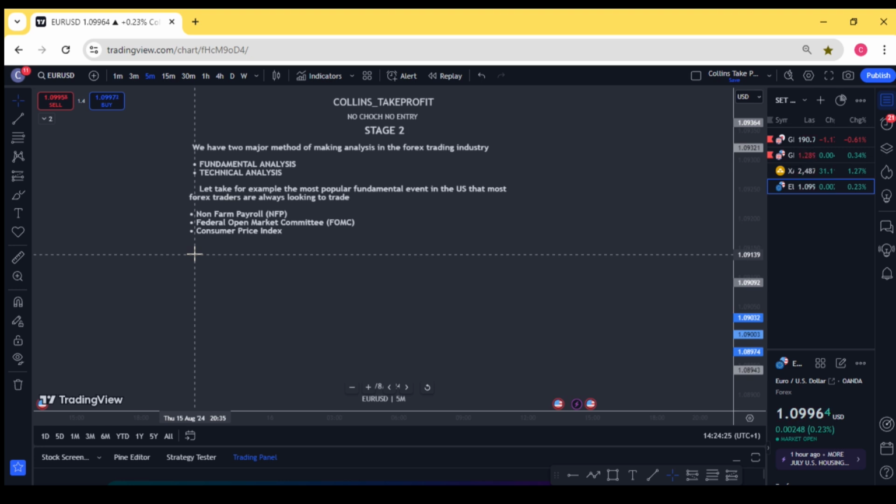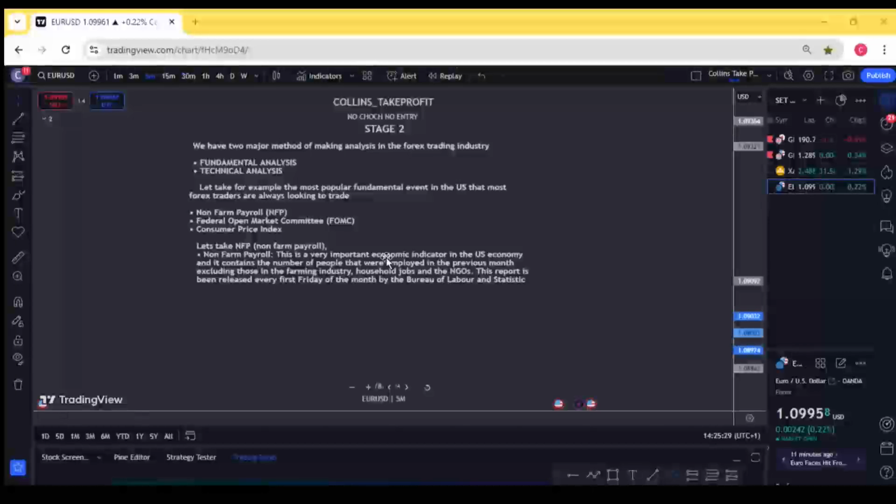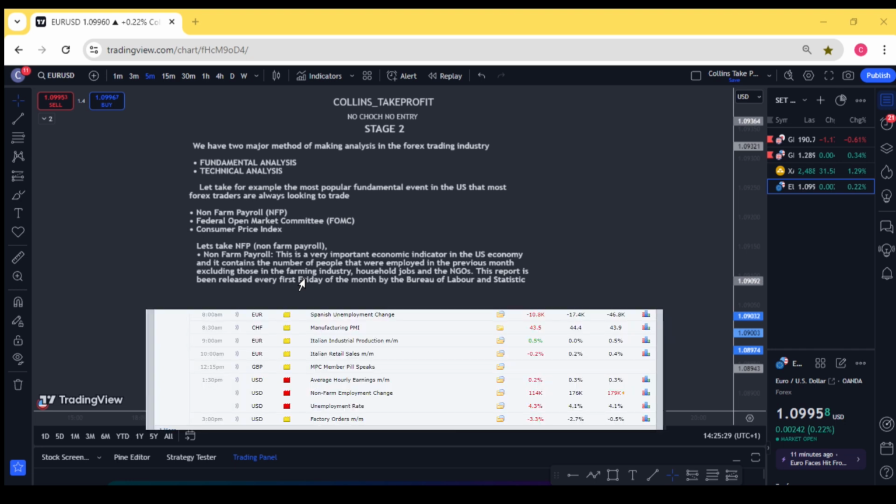So now let's see how to make analysis with the NFP. Let's take for instance the previous NFP that was released last Friday, the first Friday of this month. The last US NFP report came out less than expected. This indicated that fewer jobs were created, and as well low employment rates in the US economy. When you see data like this, it's indirectly telling you that we might be experiencing a weak US dollar.